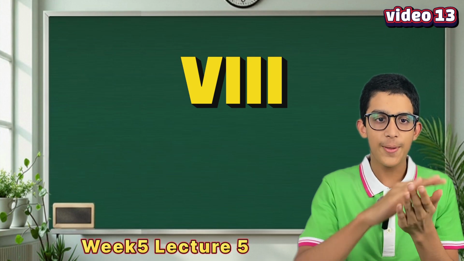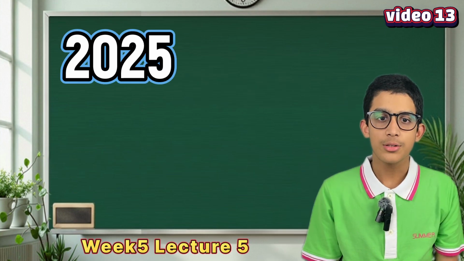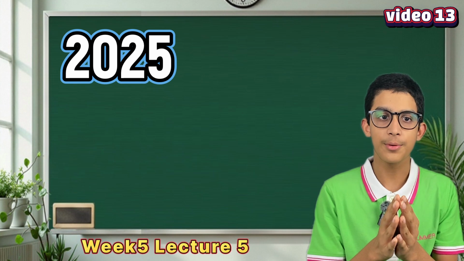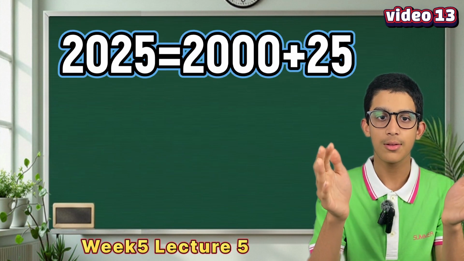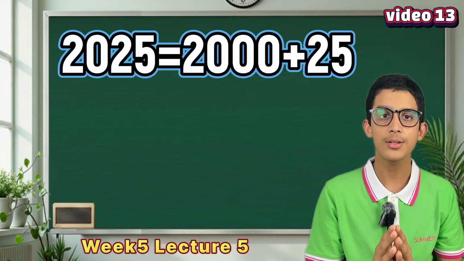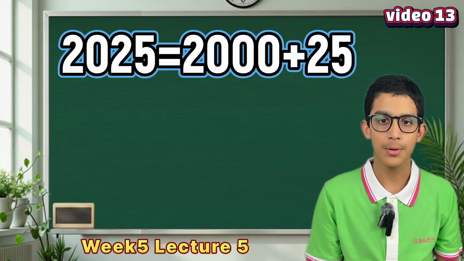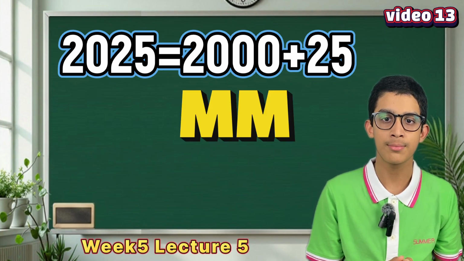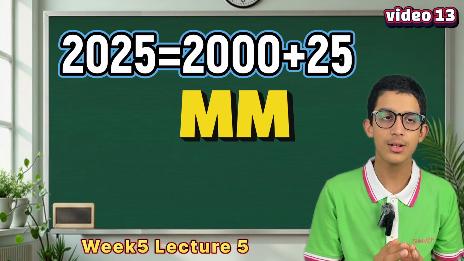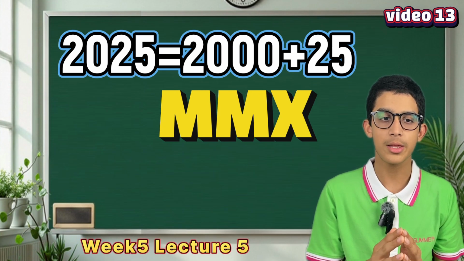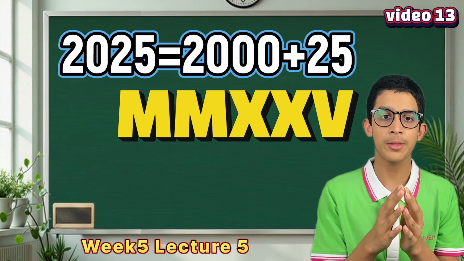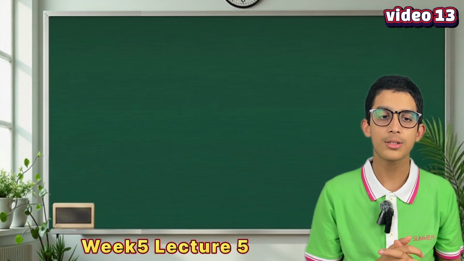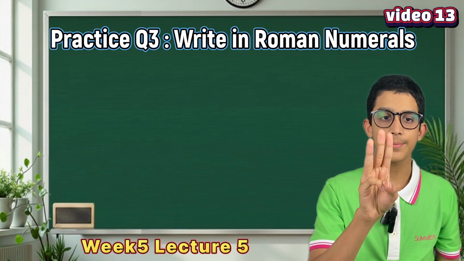Let's write a bigger number. Write the year 2025 in Roman numerals. We will separate the number into two parts, 2000 and 25. Rewrite 2000 as MM, then 10 as X, then 15 as XV. So 2025 is MMXXV.